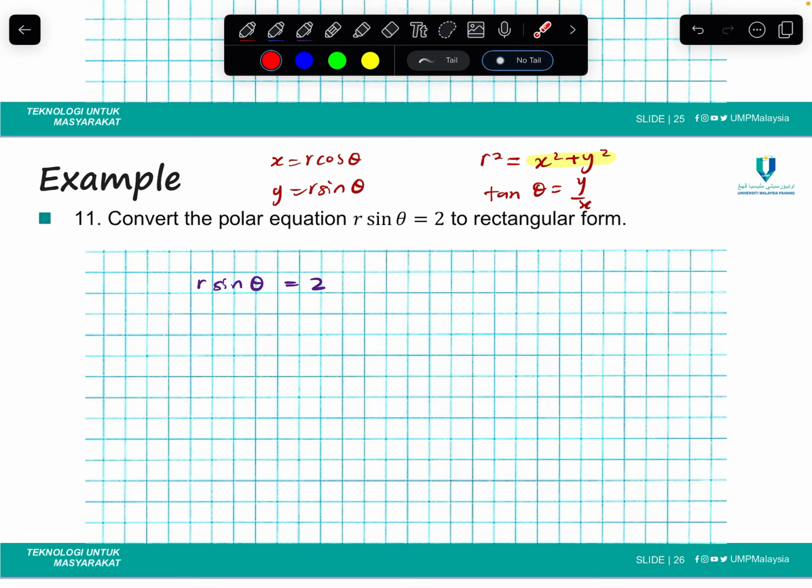Okay, find the one that can be replaced by r sin theta. R sin theta, here we have y. So this bunch of expression can be replaced directly by y. So on the left you can write y, on the right remain as 2. So this is the answer, the rectangular form.